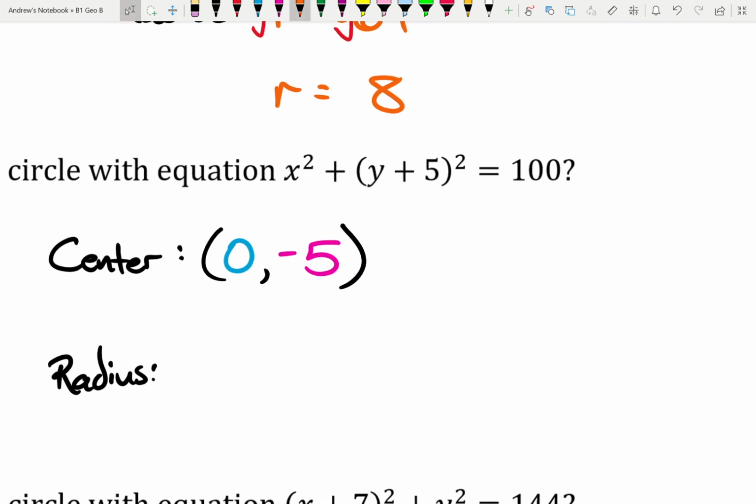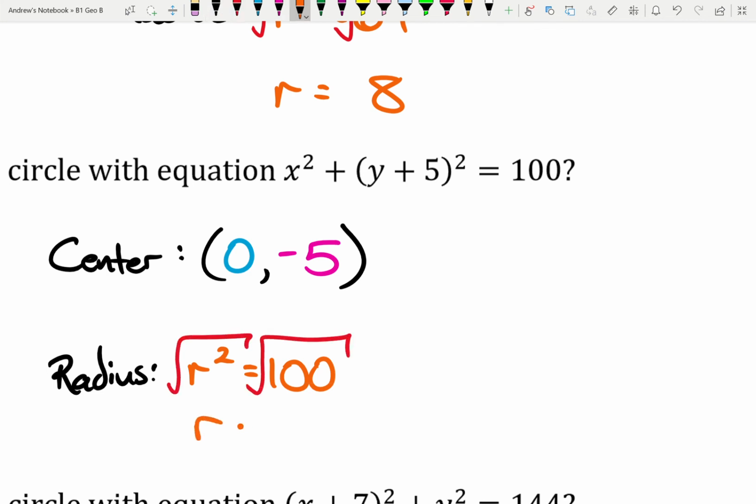All we need is the radius. So again, the radius squared is equal to 100. To figure out what the regular old radius is, I need to take the square root of both sides, and that tells me the radius is just 10. We're pretty lucky that all these square roots are coming out really nicely. You could have a situation where you need to take the square root of 10 or something like that.